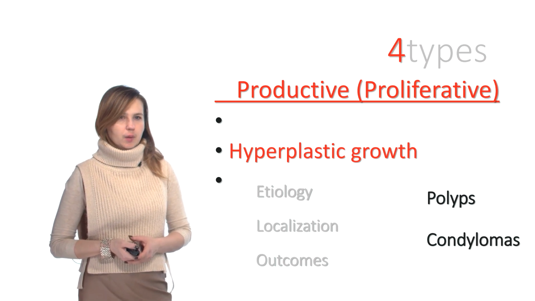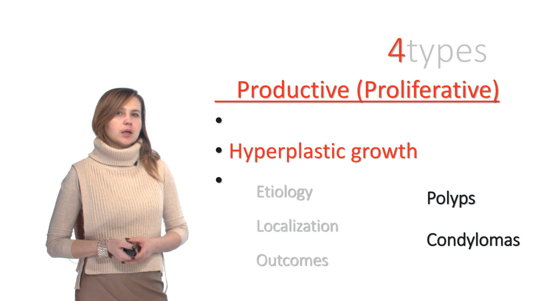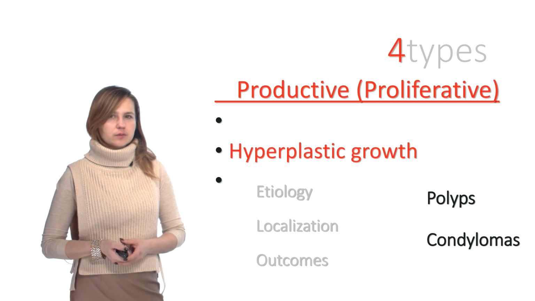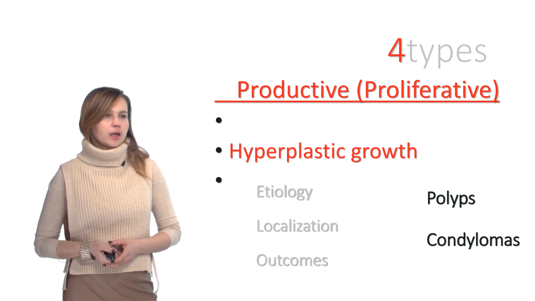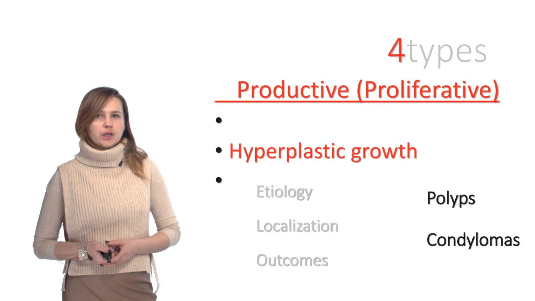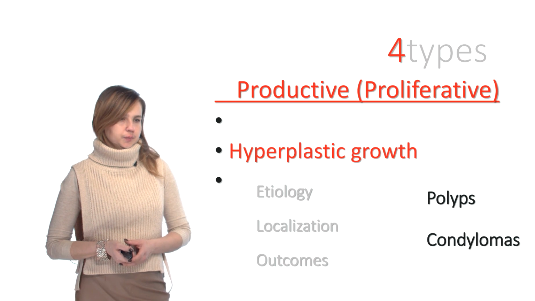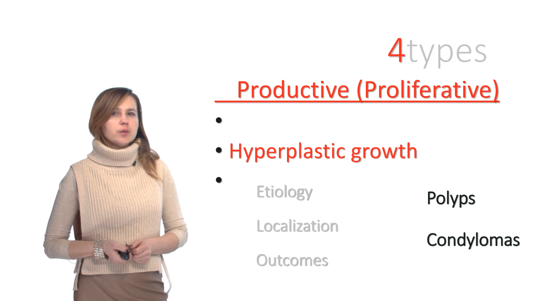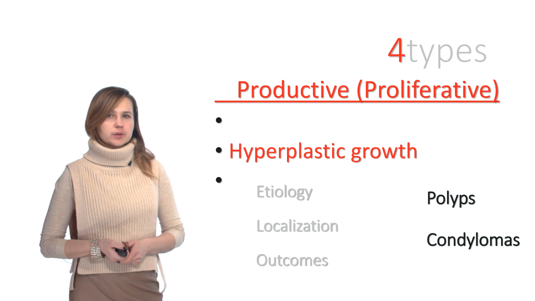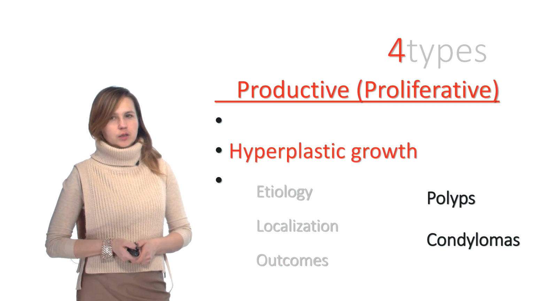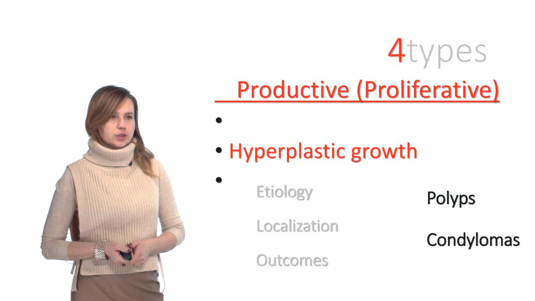Microscopically, polyps show growth of hyperplastic epithelium. The peduncle is formed by connective tissue with vessels. Condylomas show villous proliferation of the stroma, covered with squamous epithelium with acanthosis. Outcomes of polyps: inflammatory process, malignization. Outcomes of condylomas: inflammatory process, malignization.